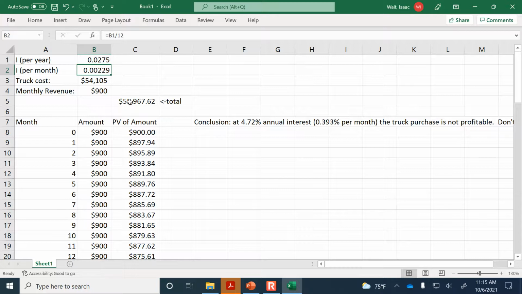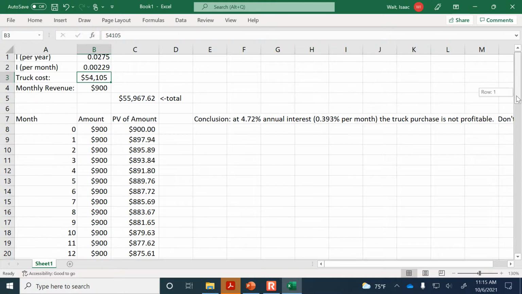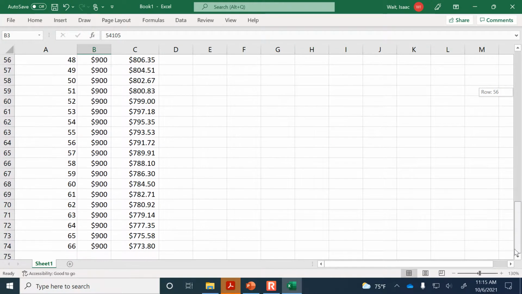This is looking promising. The total value is greater than the truck cost. And if we just check in with this $900 that was at month 66, before it wasn't even worth $700 in today's terms. But when the interest rate is lower, the discounting is less drastic. And so the two ways to think about it is the future revenues are more valuable in today's terms when your interest rate is lower. And that's how you'd think about it if it was your money to begin with.